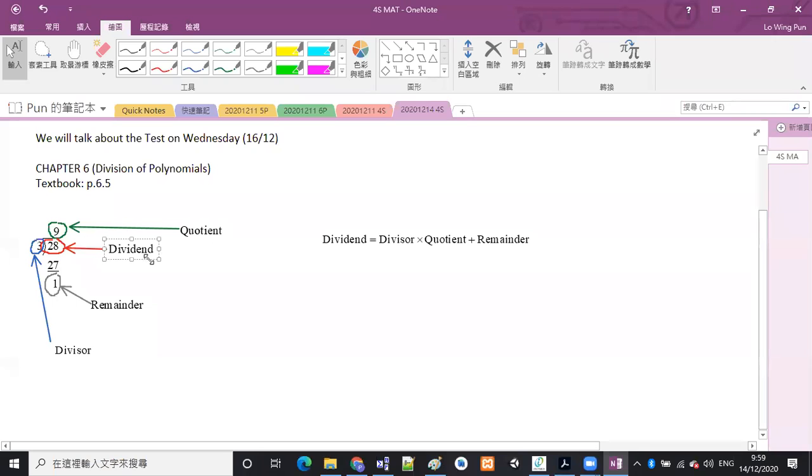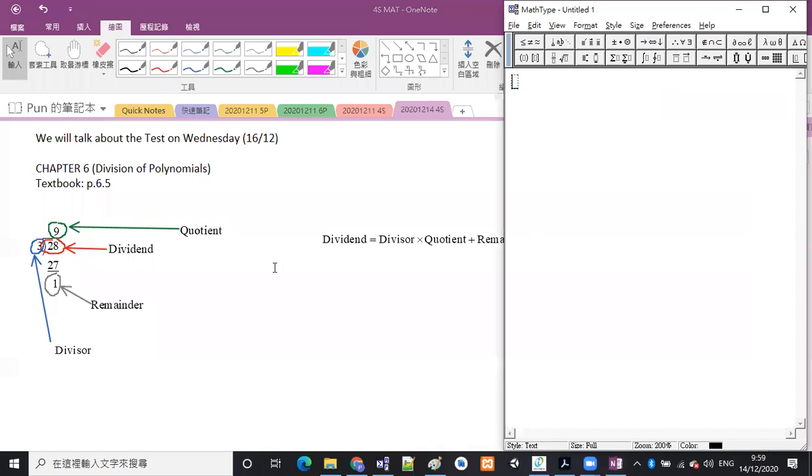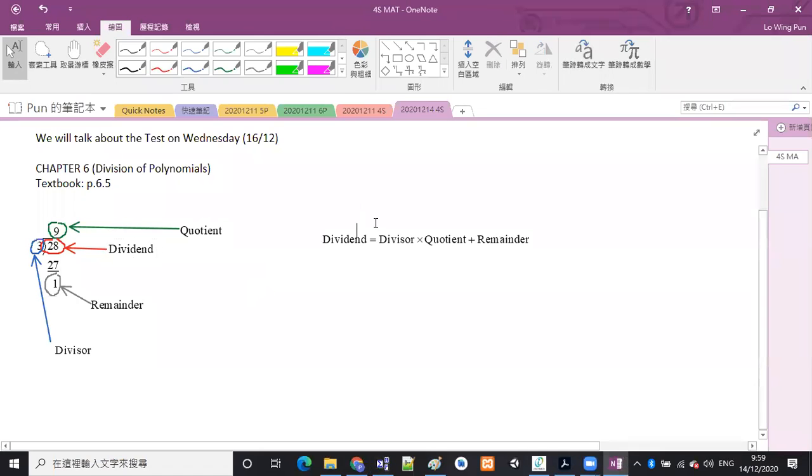But we can see that 28 can be expressed as 3 times 9 plus 1, right? 28 can be expressed as 3 times 9 plus 1. That is how we form the so-called division algorithm.